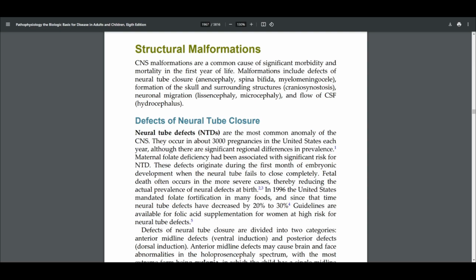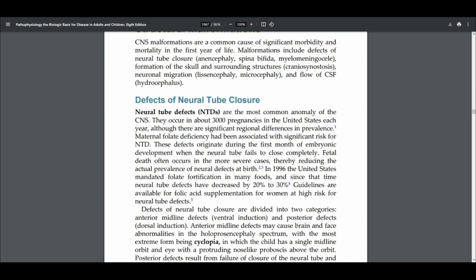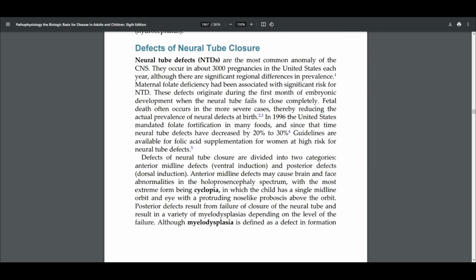Malformations include defects of neural tube closure, formation of the skull and surrounding structures, neural migration, and flow of the CSF.